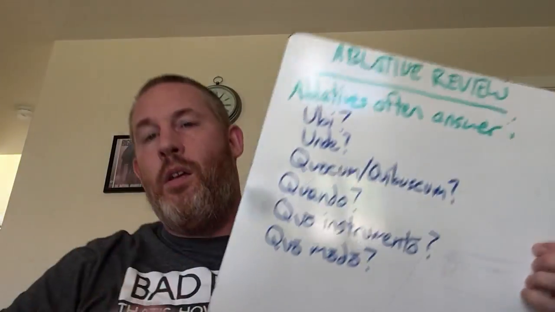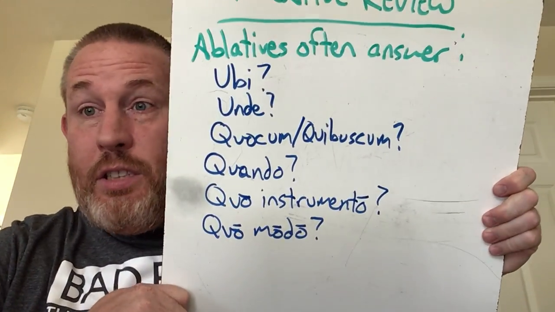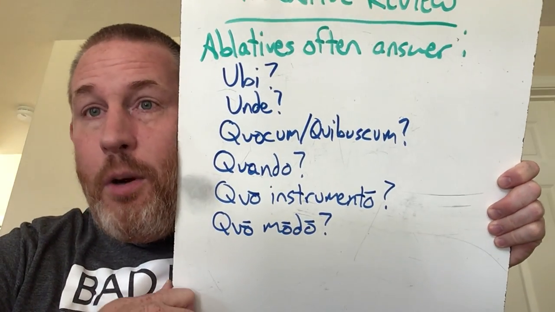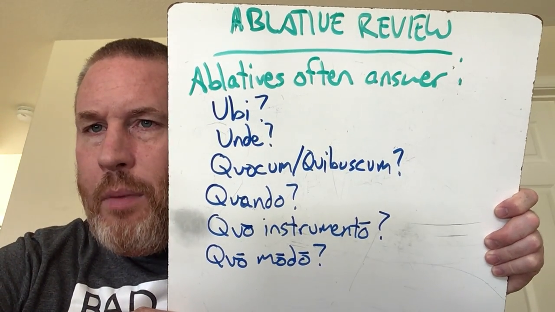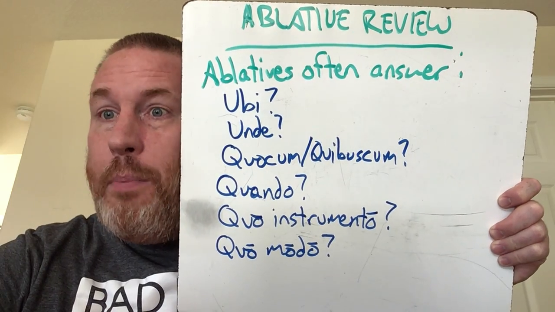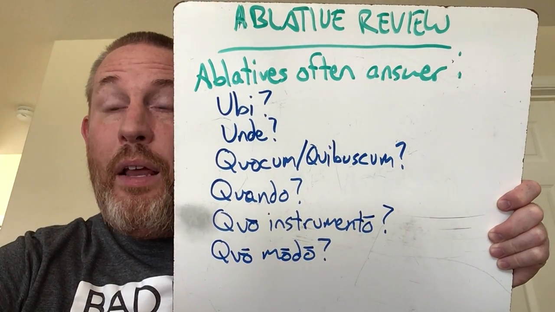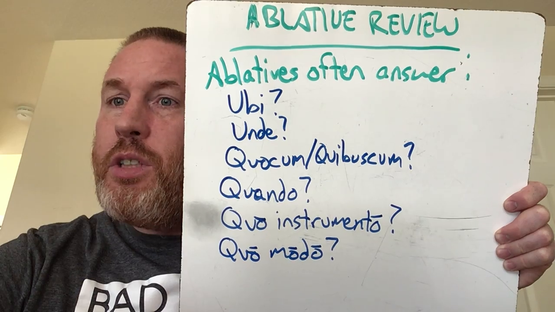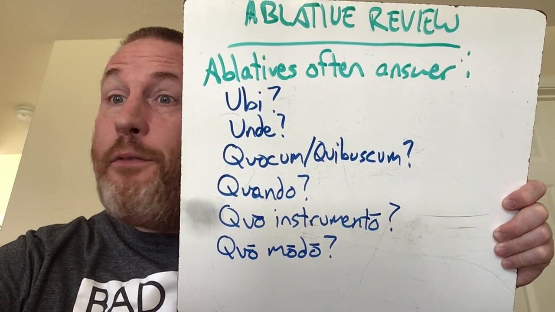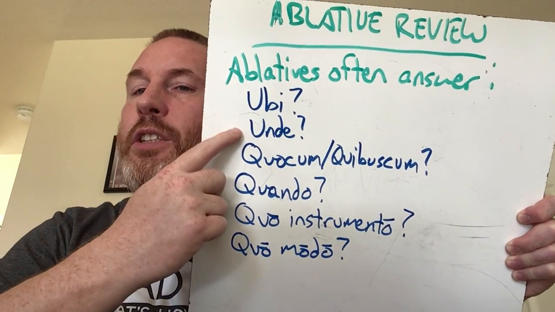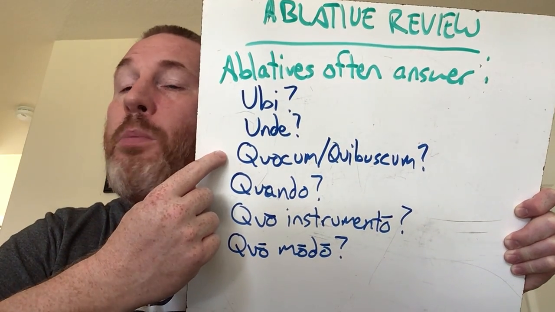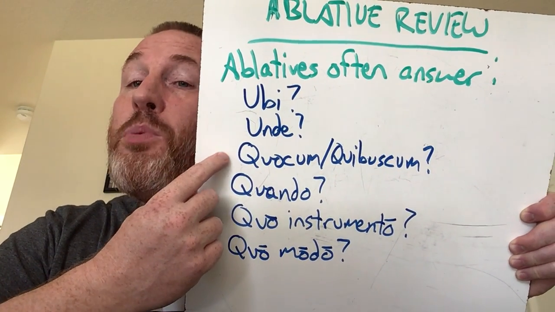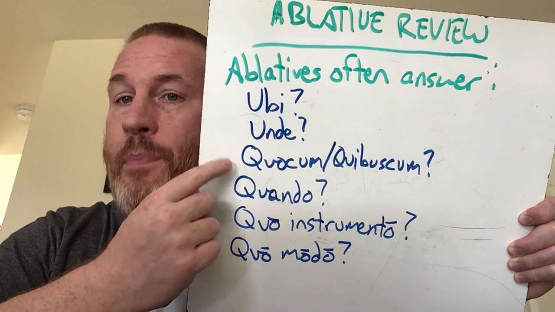So let's take a little bit closer look at some of the questions that the ablative will answer for you. Here we go. Okay, and this, I honestly just copied it straight from pages 90 and 91, just in case you need to see it somewhere else, okay? The ablatives will often answer ubi, where, or technically when, although ubi is usually used as where when it's a question. Unde, from where. So this would be location. This could be separation. Quocum or quibuscum. This would be accompaniment.